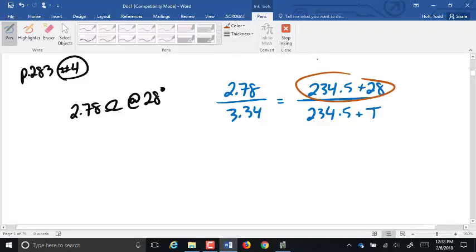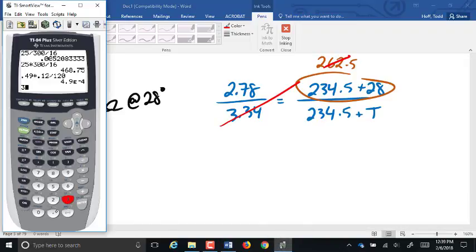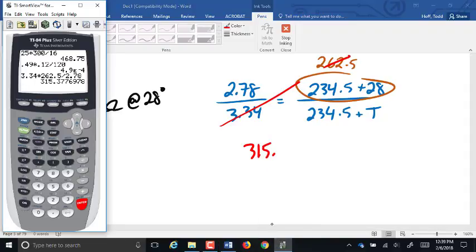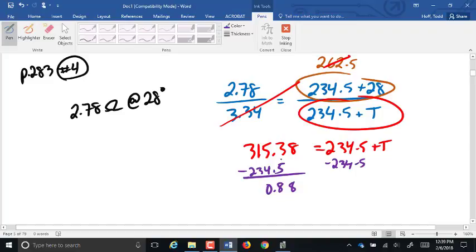So we're going to add those together, which is going to give us 262.5. And we'll cross multiply 3.34 times 262.5 divided by 2.78. Gives us 315.38, we'll call it, is equal to 234.5 plus t. Then we just solve for t. Subtract the 234.5. What do we get? 80.88, I think. So that's heating up to 80.88 degrees. That's a significant heat. Any other questions?